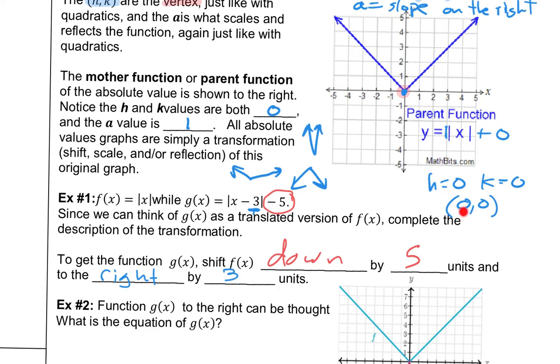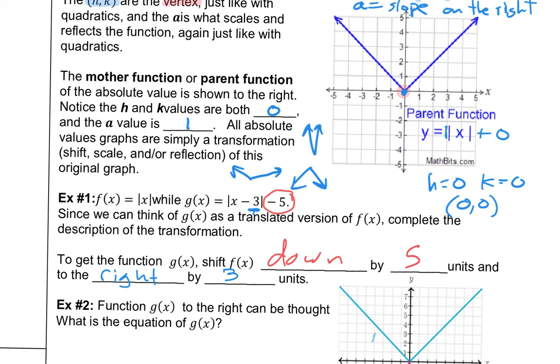And h deals with our horizontal movement, left to right movement. So if the h value is 3, it's going to shift over 3. That's why I said shift right by 3 units. That's all that this does. So this shifts it to the right 3 because the h value shifts it left and right. This shifts it up and down. The h value is opposite how it looks. So therefore the h value is positive 3 and the k value is negative 5.